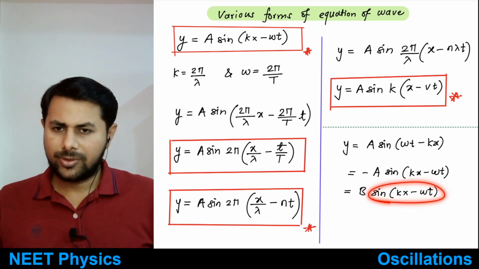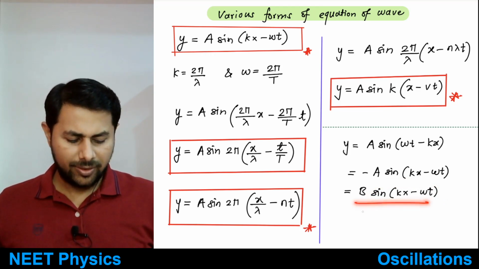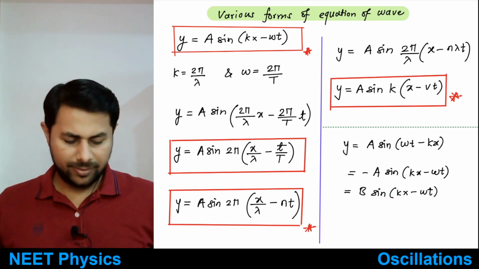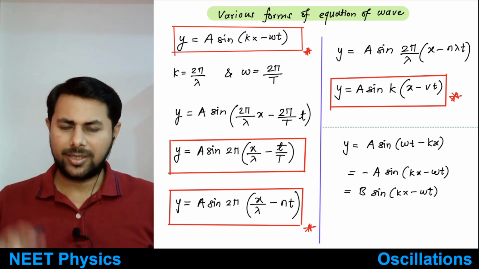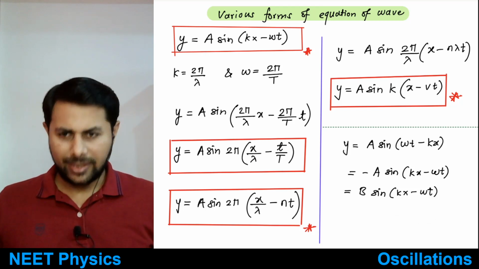So of course, this is a wave traveling in positive x direction. So this is still a wave traveling in positive x direction only, right? So whether it is kx minus omega t or omega t minus kx, it is a wave traveling in positive x direction.